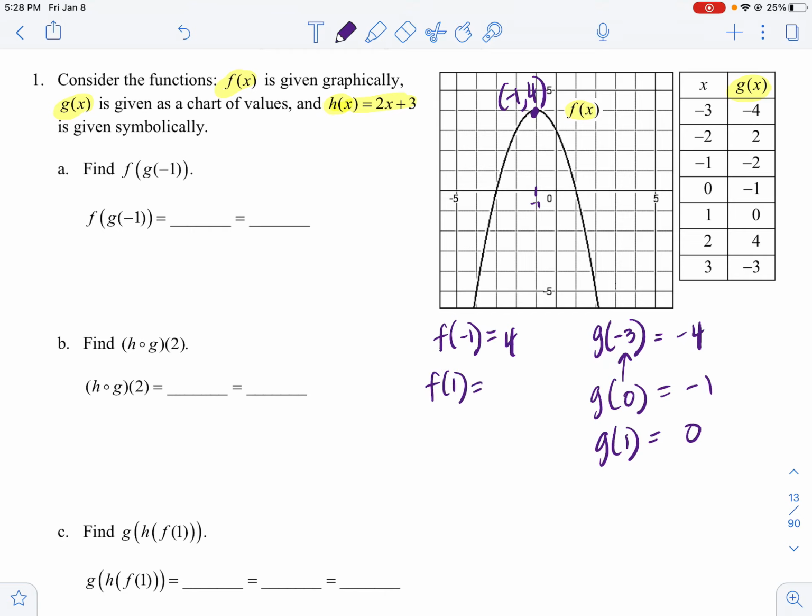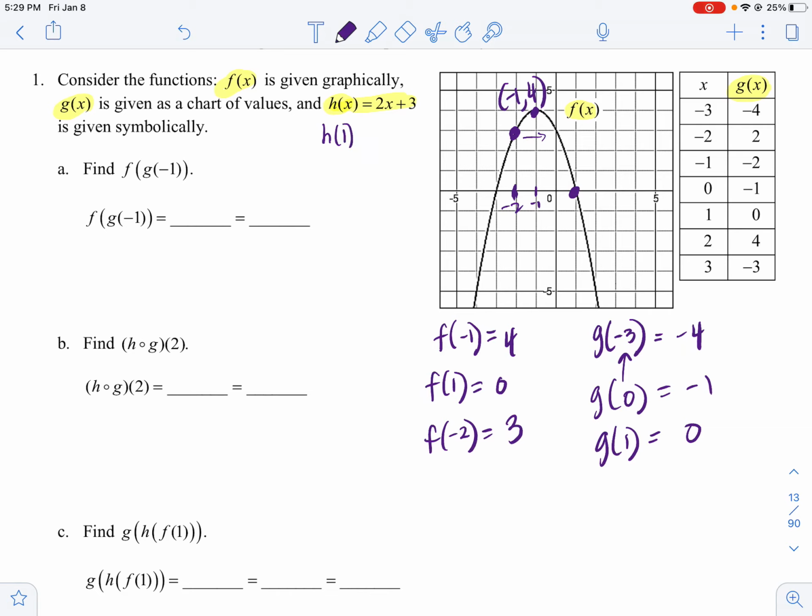F of 1: can you find a point that has x equals 1? Right here. What's the y of that point? 0. Okay, lastly, f of negative 2. Find a point in the graph that has x equals negative 2. This is the only point here that has x equals negative 2. Find the corresponding point, and that is a y of 3. So f of negative 2 is 3. That makes sense?